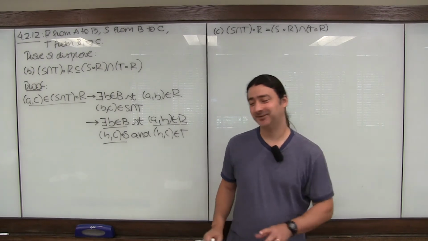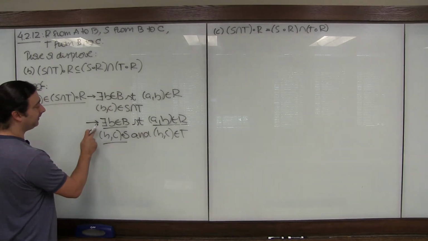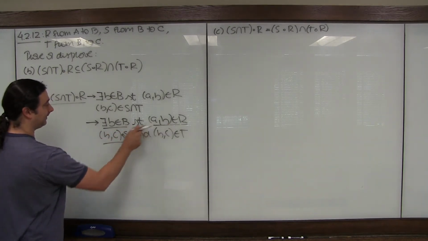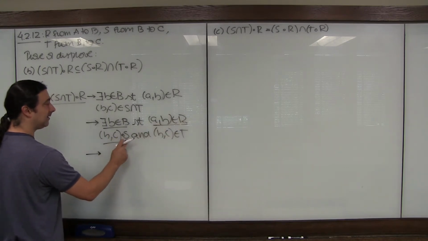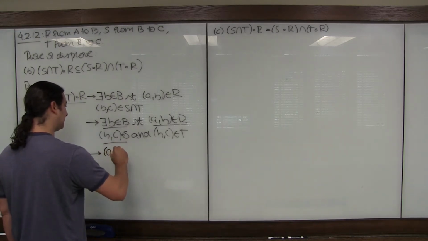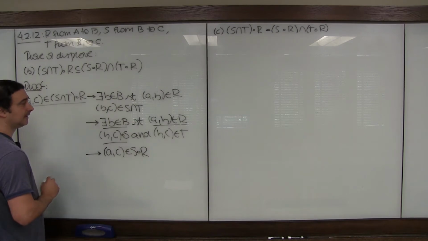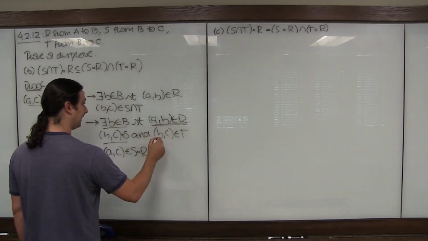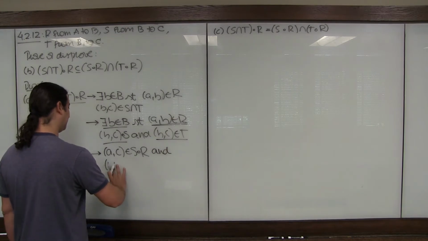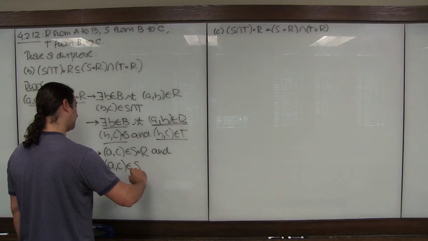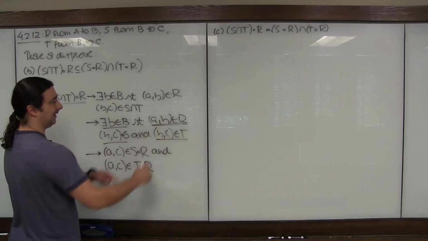Okay, so sorry about the little break there, but I had to add a little bit. But here, what we can do, we can apply the definition of composition. Because (A, B) is in R and (B, C) is in S, by definition of composition, what I get is that (A, C) is in the composition of S with R. And because (A, B) is in R and (B, C) is in T, in the same way, I get that (A, C) is in the composition of T with R, right? Because of the existence of this element in the middle there.